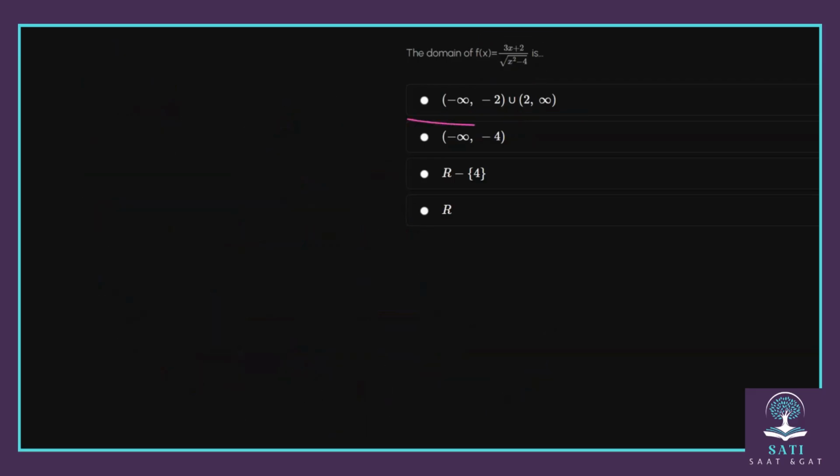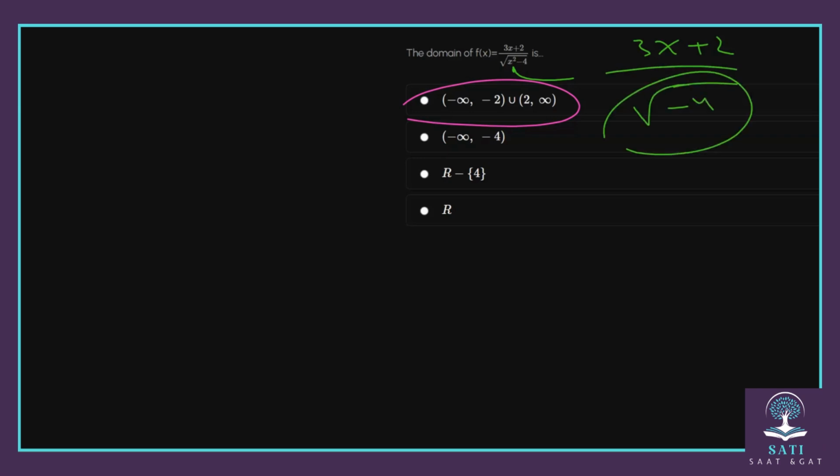So this is, as we said, the domain. If I take a number that is between -2 and 2, I take 0. If I put 0 here for x, what will I get? I'll get x power 2, which is 0 power 2, is 0. 0 minus 4 is going to be -4, right? So that means it's going to be 3x plus 2 over square root of -4. Is that possible to be a real number? No, because the square root of a negative number can't be.